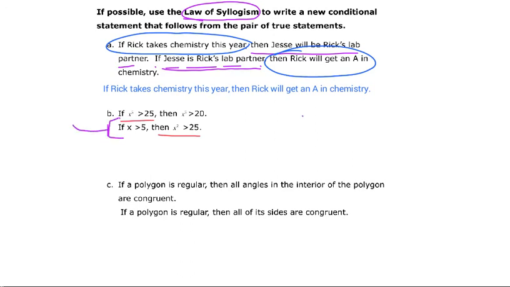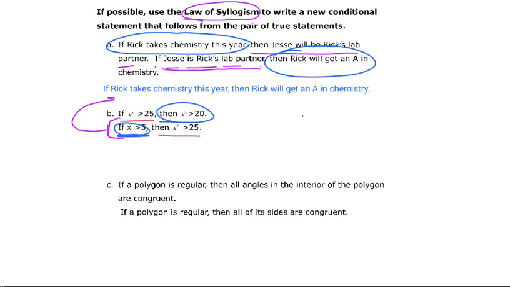So we say if x is greater than 5, then x squared is greater than 25. If x squared is greater than 25, then x squared is going to be greater than 20. So that way, again, we can tie together the beginning and the end to make our statement. If x is greater than 5, then x squared is greater than 20.